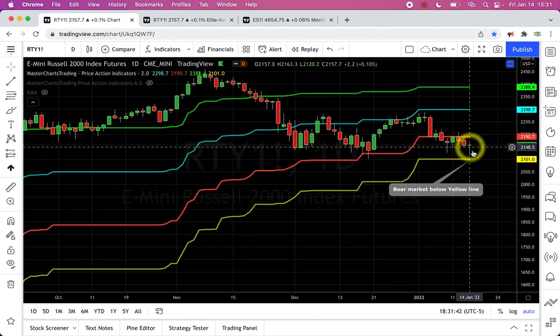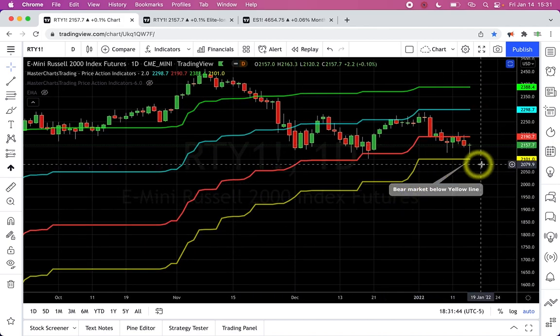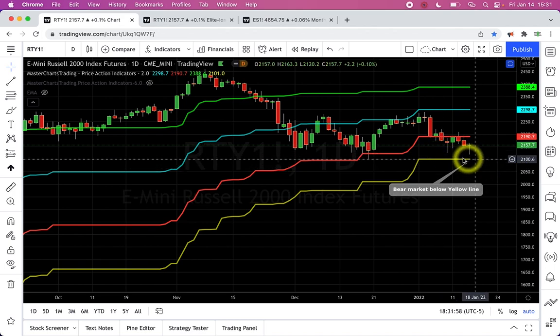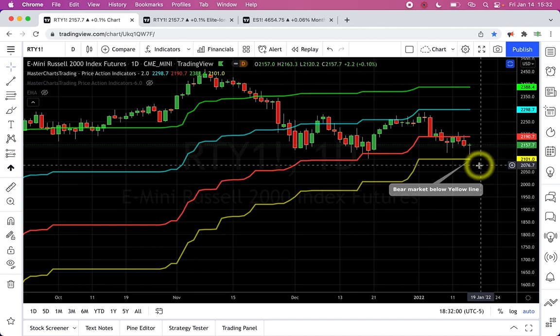And also, if they break down below this yellow support resistance line, will the remainder of the market also continue with it? So the large caps, due to correlations, maybe. We'll see. Right now, we're kind of danger close, and we're just gonna play it by ear at this point and see what happens.